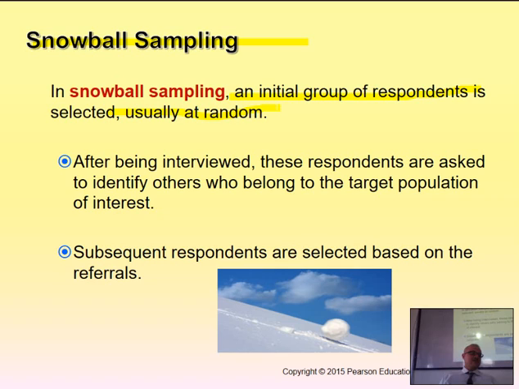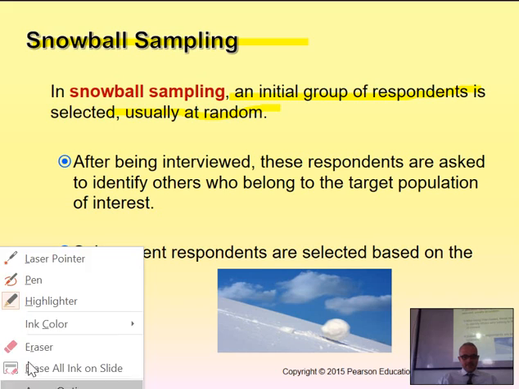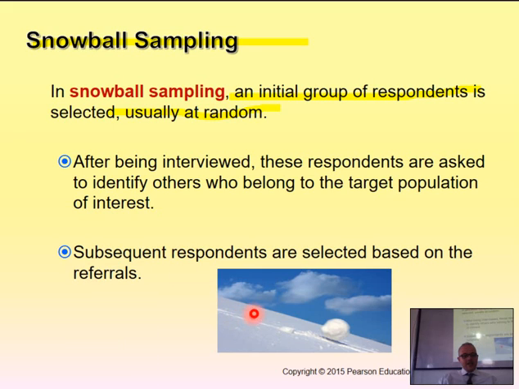And at the end of the conversation or interview or questionnaire, you tell them, who do you think also fits this criteria from the people you know? And they will tell you, hey, talk to Mr. W. Then you go to that W. So here it is a snowball. Do you know the snowball? Do you see this? It starts small and it becomes big. So here, after being interviewed, these respondents are asked to identify others who belong to the target population of interest. Do you see? Subsequent respondents are selected based on referrals.